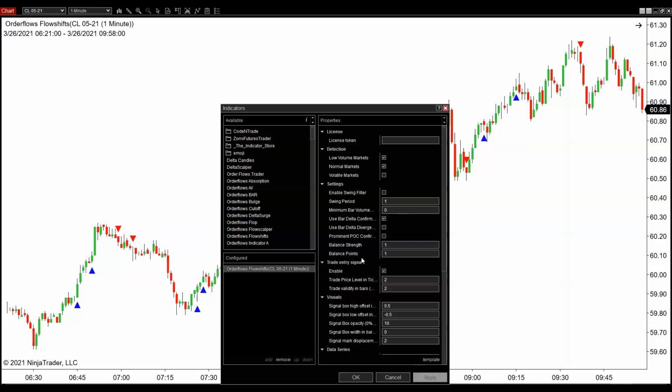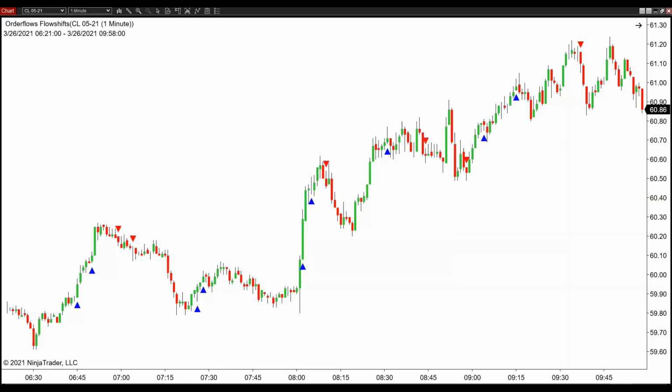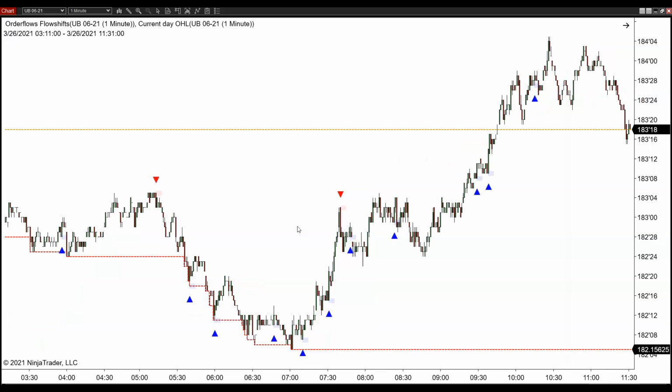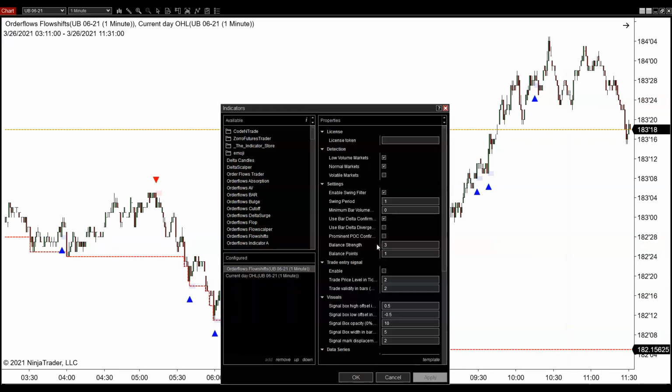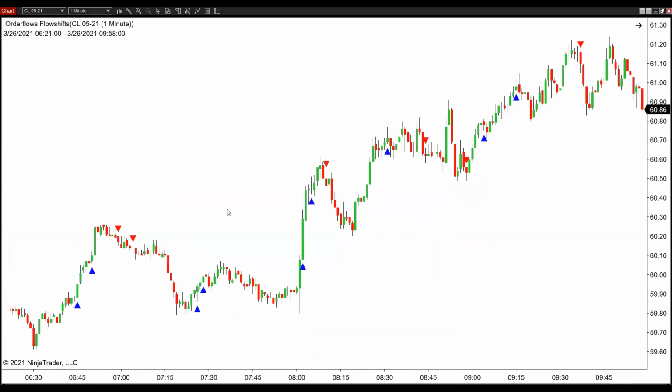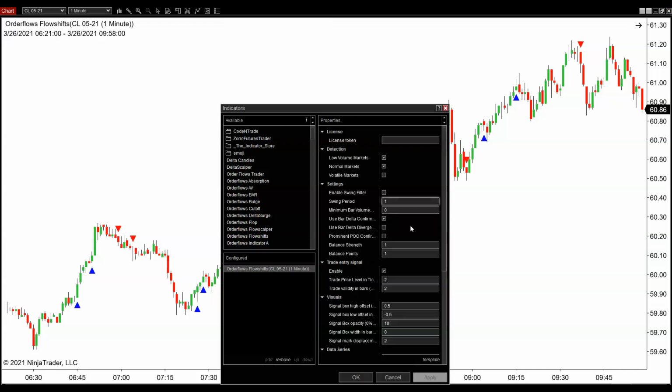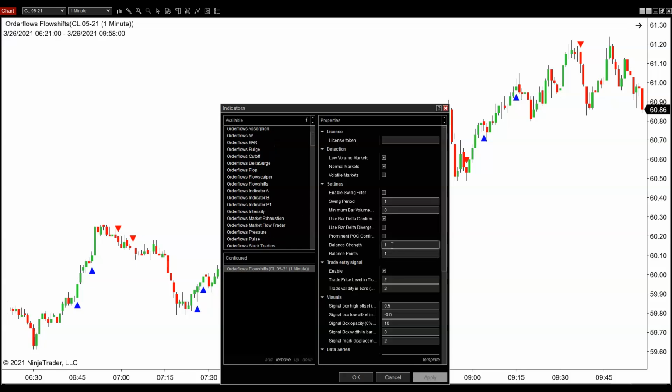But I have balance strength at 1 and balance points at 1. On the Ultra Bond, I had balance strength at 1 and balance points at 3, I think it was. Where's my Ultra Bond chart? Right, just show you the difference here. Or sorry, balance strength at 3 and balance points at 1. So it's the opposite, balance strength 3, balance points 1. But on crude it's different, because crude trades differently than ultra bonds. So here you can see I'm just using balance strength 1, balance points 1. I could change it to 3 if you want to see what the difference is.